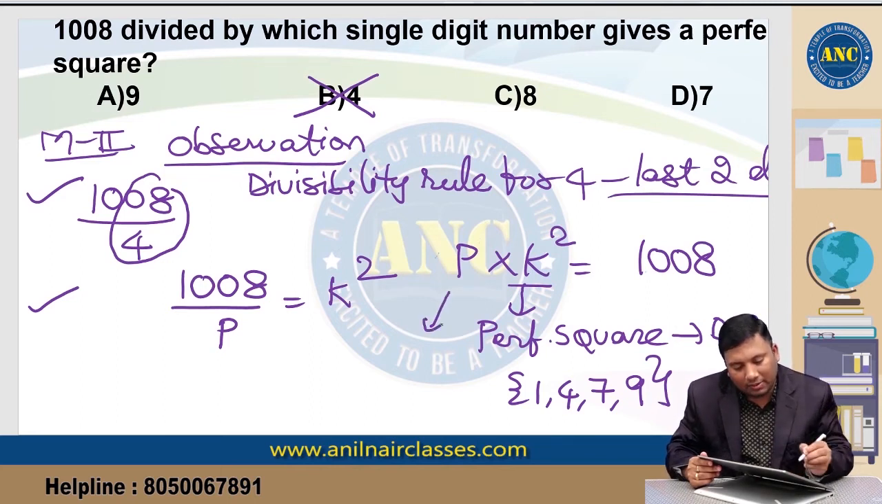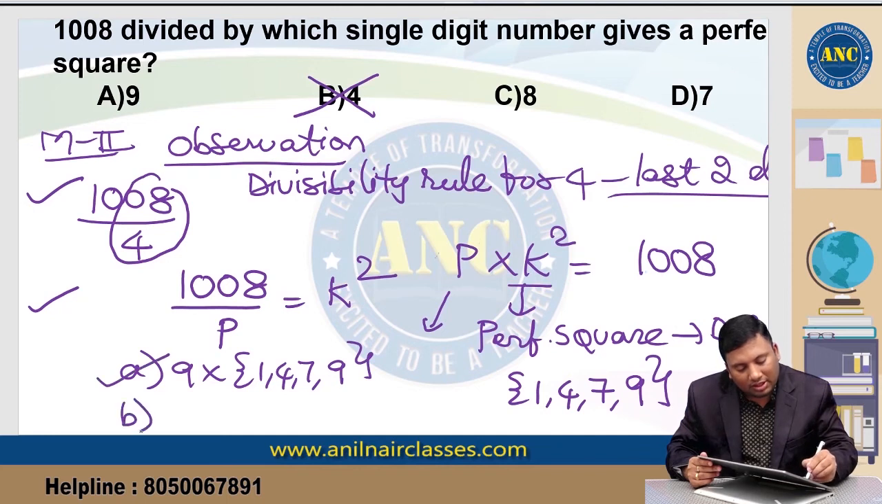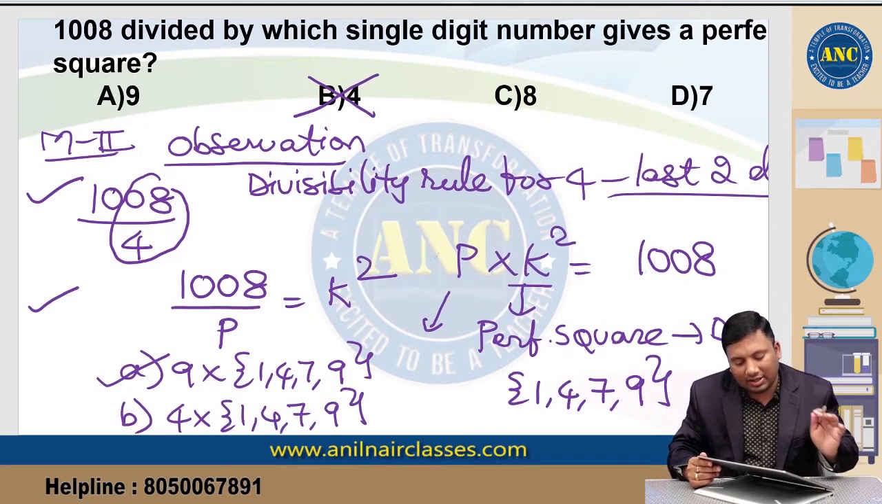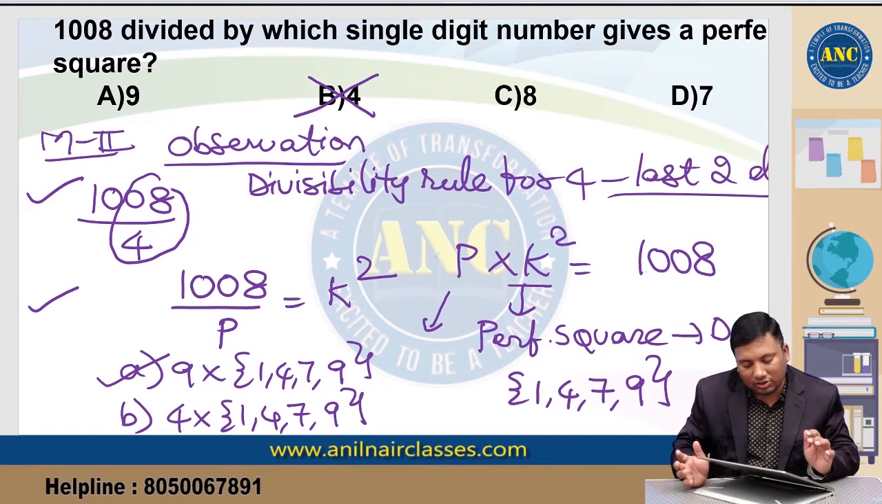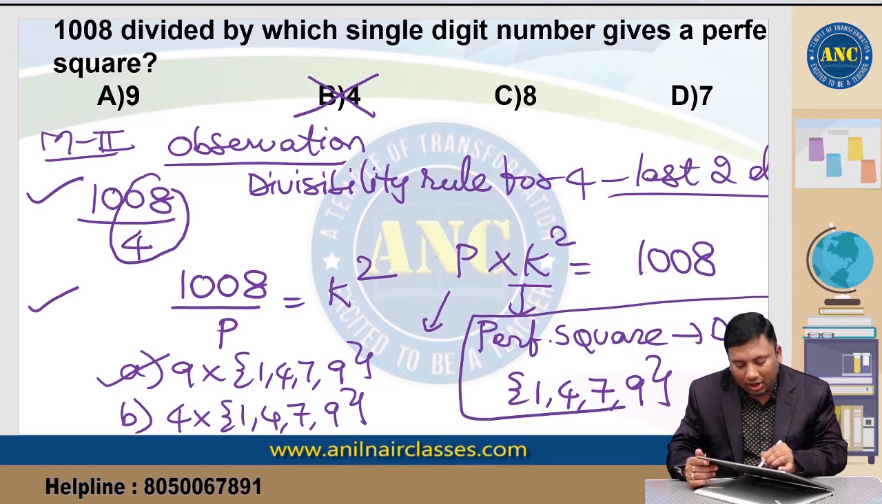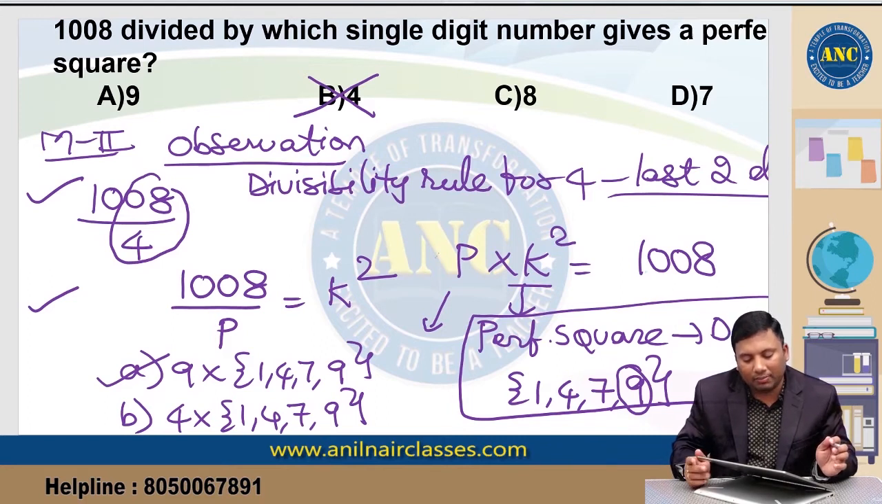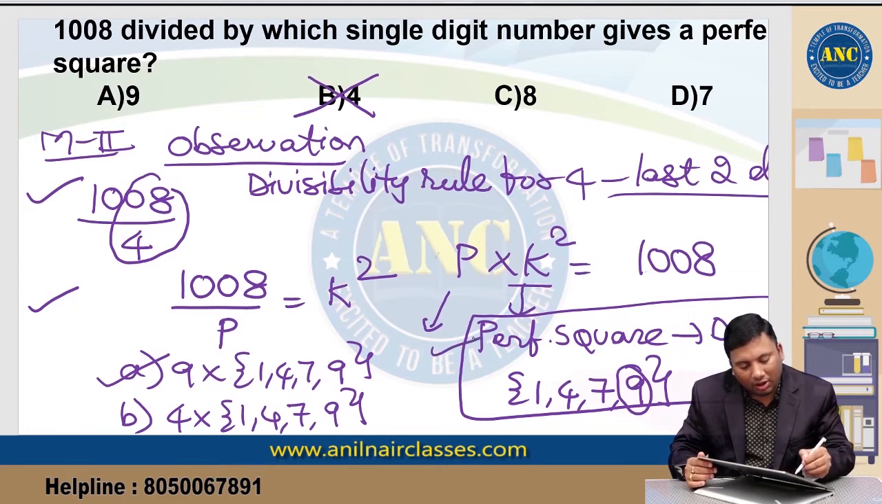Now if you see here, P, first option 9. 9 into 1, 4, 7, 9 may be possible. Second option, 4 into 1, 4, 7, 9 is also possible. So this logic may not be the best logic. Why? Because one of the possible digital sums is 9, and 9 into any number will give you the digital sum. So we are getting almost all the options the same. So try not to use this logic.